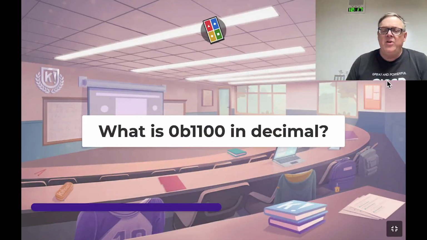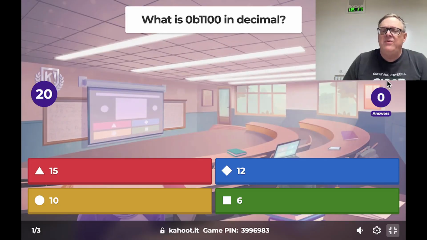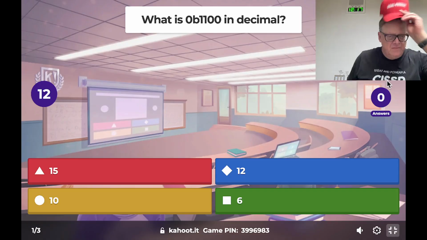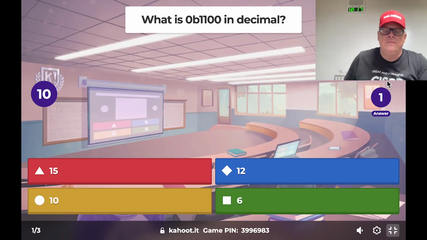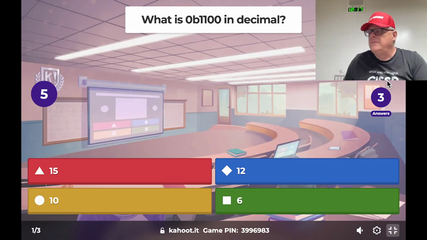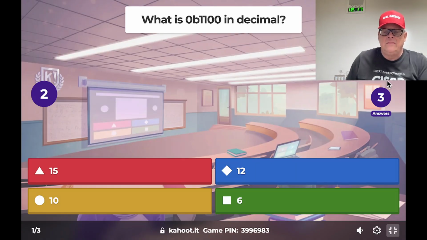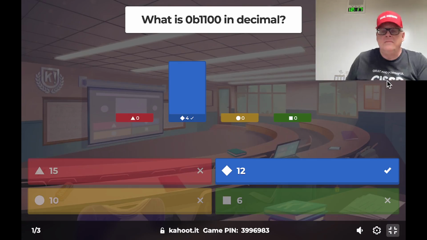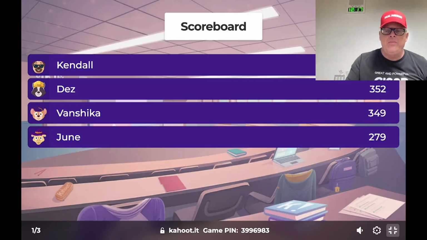All right, so what is that number in decimal? 0b is Python's way of representing binary. So 1100. Yep, all your answers are correct. It's 12 because this is the number of ones, number of twos, fours, and eights. So that's 4 plus 8, that's 12. Good? Oh, and we got 4 players. Good. Okay.